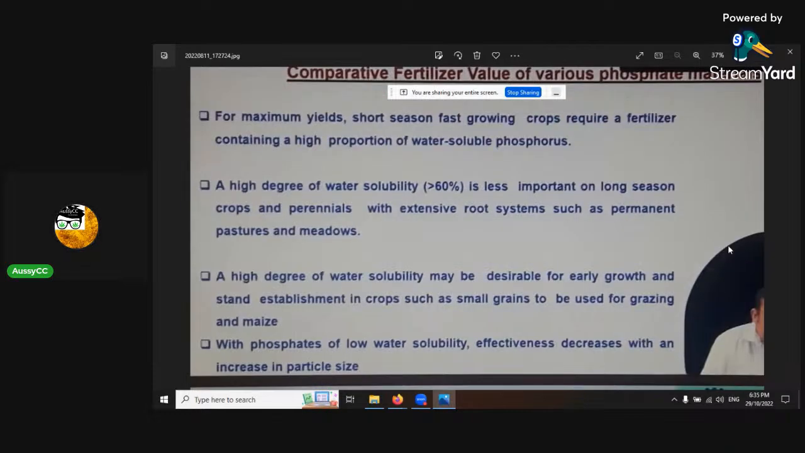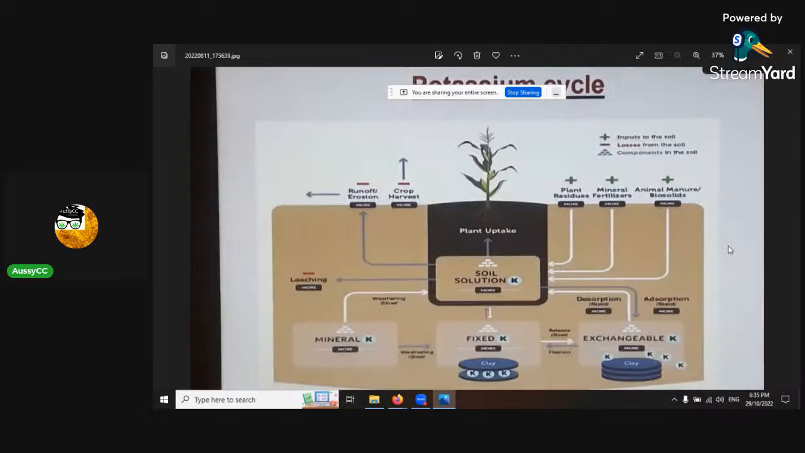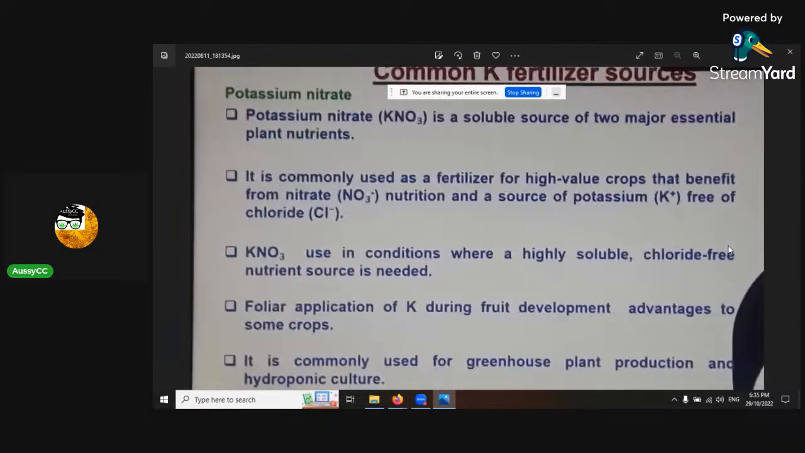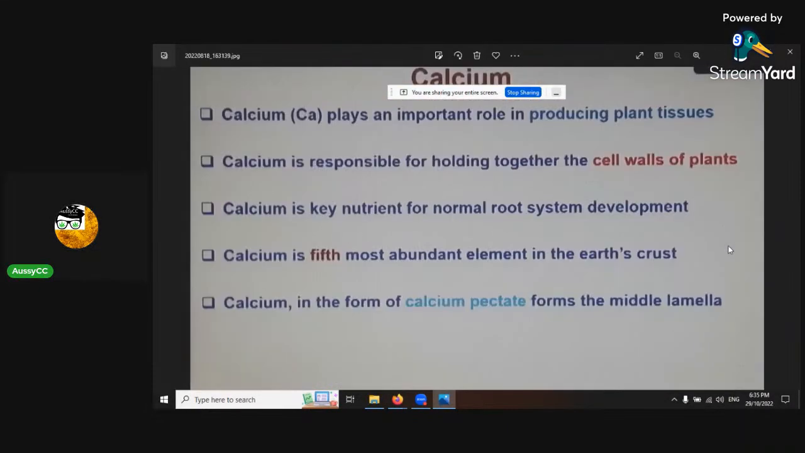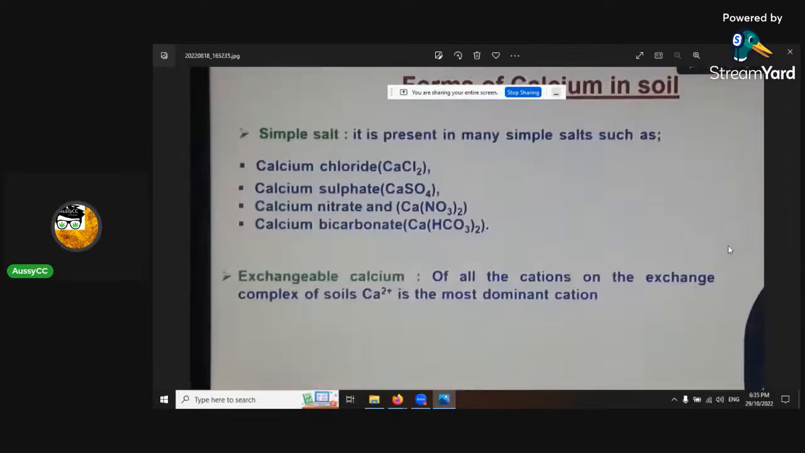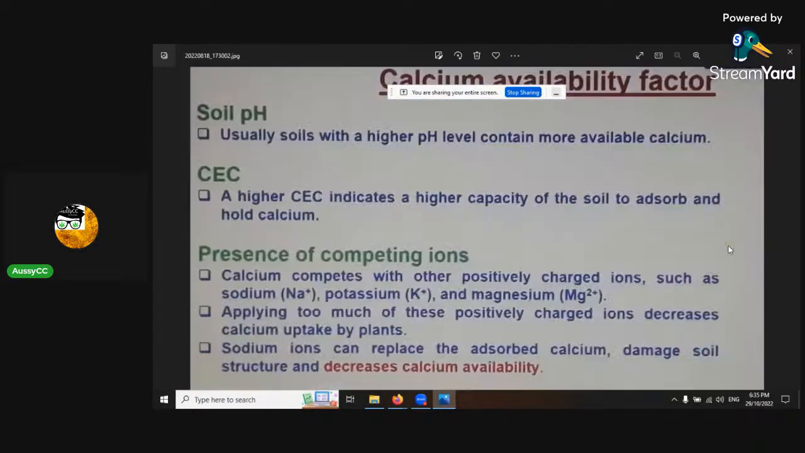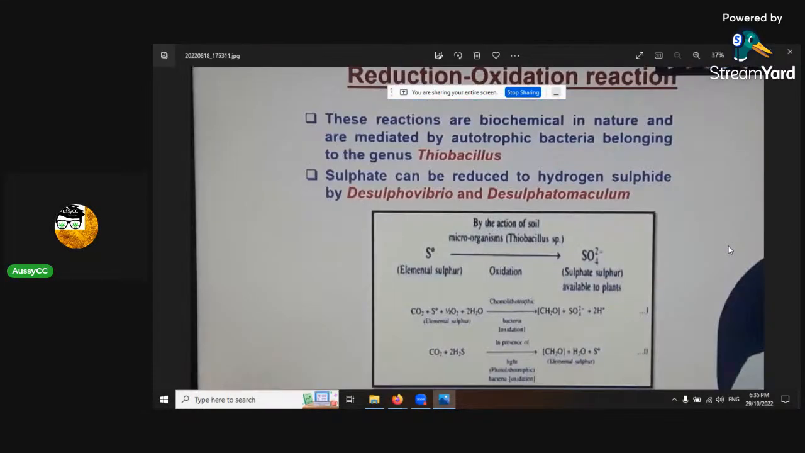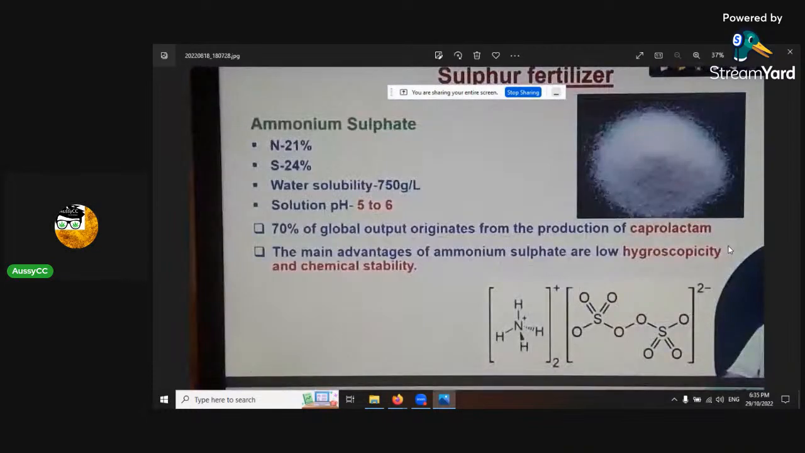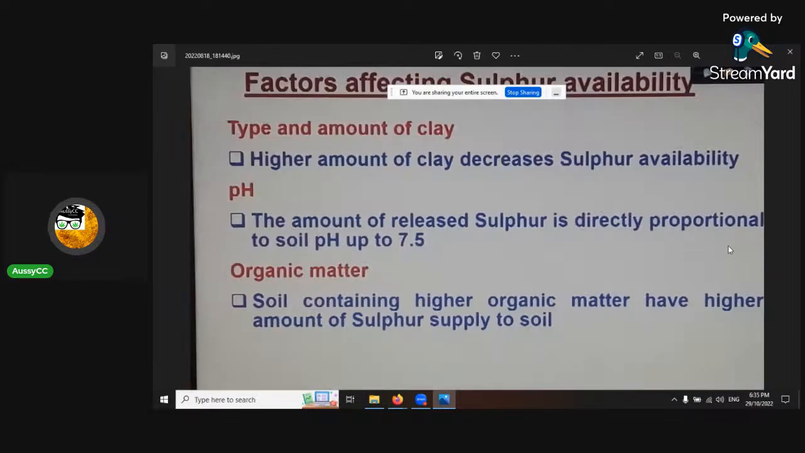Classification of fertilizers, that's where we had those ratios before. Comparative fertilizer value is good. Potassium, common Ks, potassium fertilizers, calcium. Remember that ratio, 7:1. Calcium deficiency. Sulfur cycle, sulfur fertilizer, ammonium sulfate. It's good. I use that in foliar for precision times.